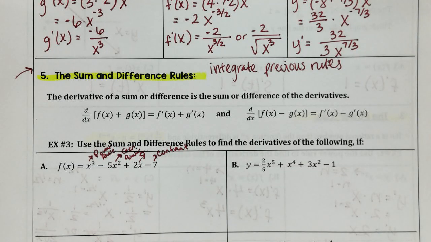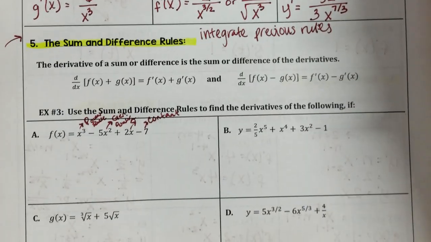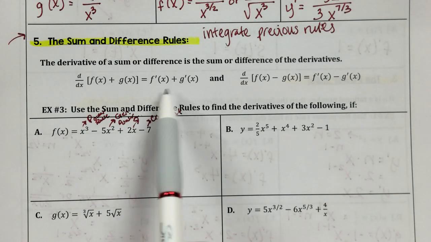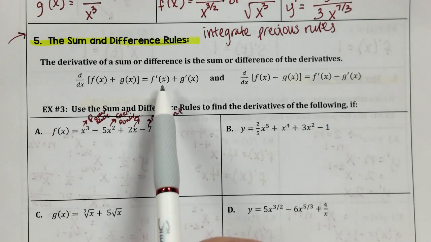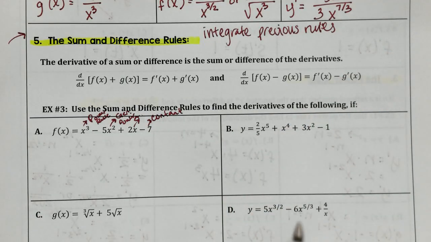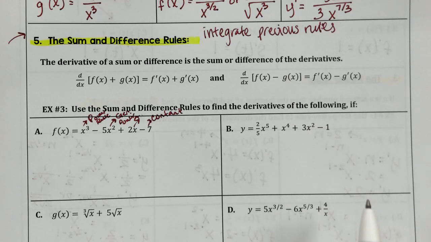Okay? But on the sum and difference rule, like I said yesterday, your sum or difference rule means that the derivative of a value f of x plus g of x, added together, would be the same as if you took the derivative of the f of x and then you took the derivative of the g of x and then you added those together. It's going to be the same value. And the same would apply if you were doing subtraction.